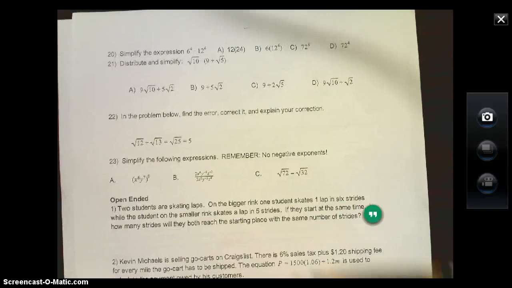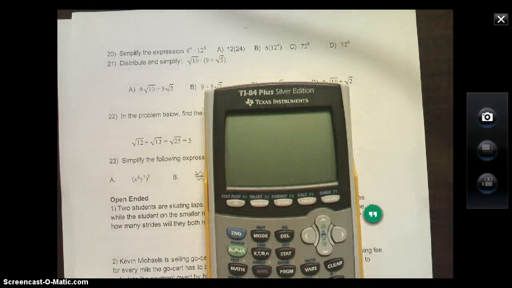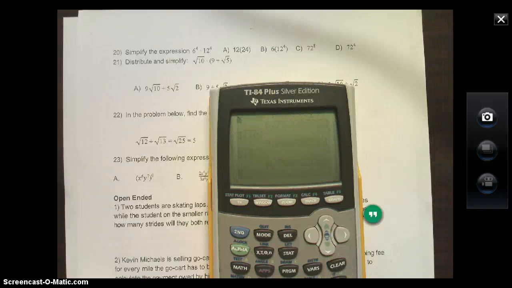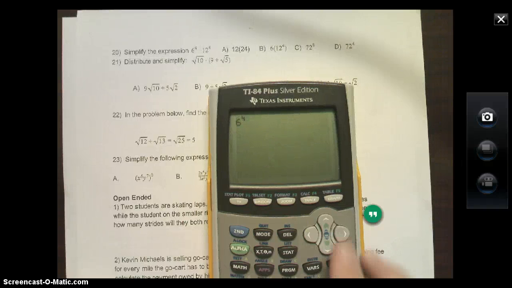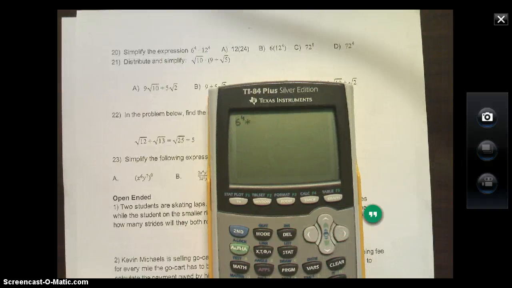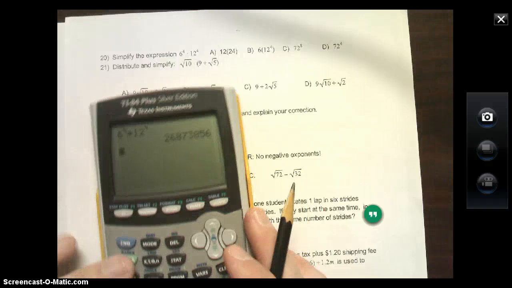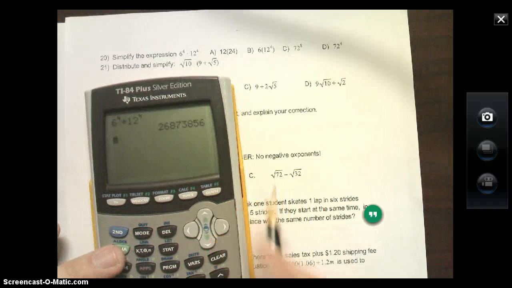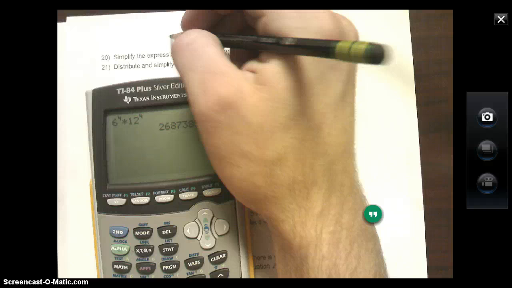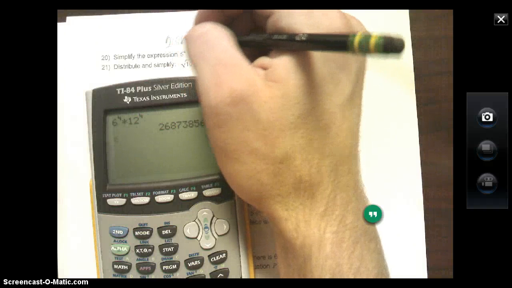What we got up top? Simplify the following expressions: 6 to the 4th times 12 to the 4th. Okay, I'm just going to use the calculator here. 6 to the 4th, get out of there, times 12 to the 4th. Okay, which gives me a very large number. And now, as I'm going through this, let's take a look at our answers. So I'm going to jot this down real quick. 2, 6, 8, 7, 3, 8, 5, 6.